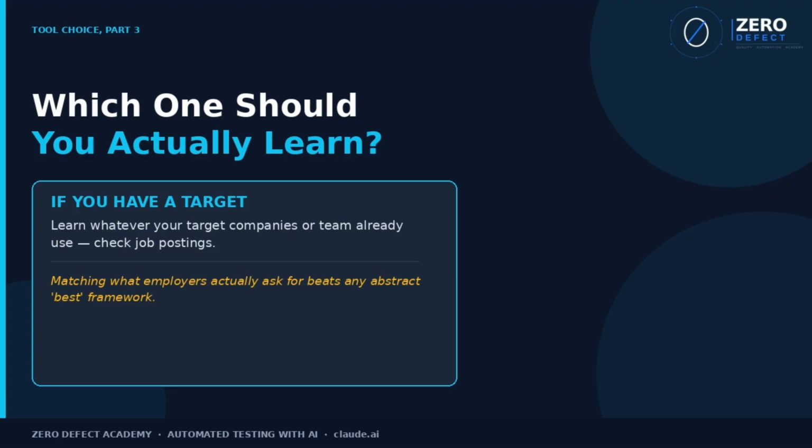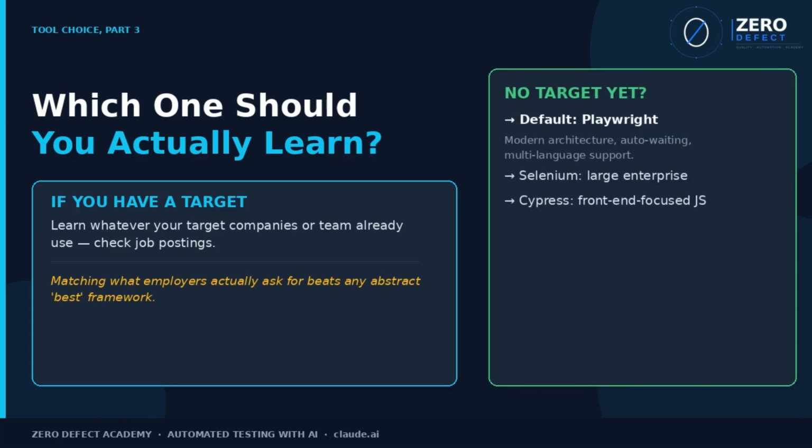If you're starting with a genuinely blank slate and no specific target yet, Playwright is the strongest default choice for most beginners in 2026. Modern architecture, auto-waiting reduces early frustration, multi-language support gives you flexibility later, and it's what we've been using throughout this series.